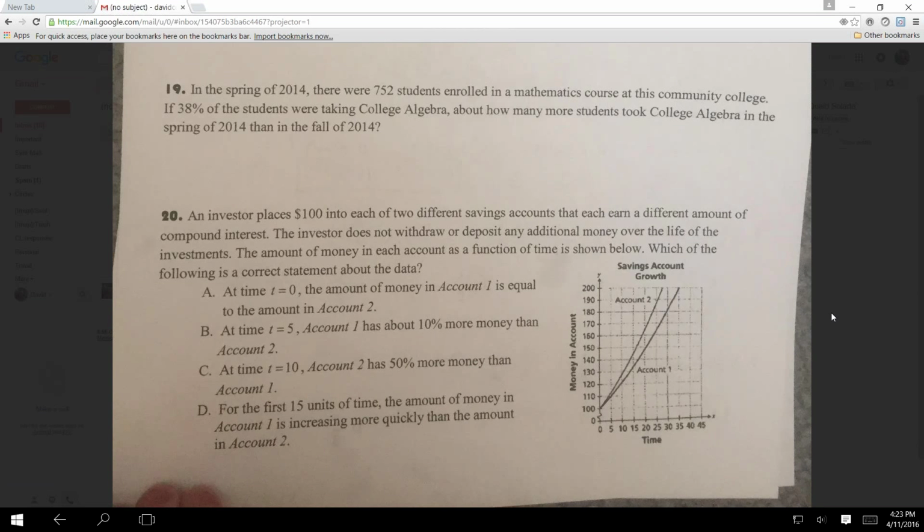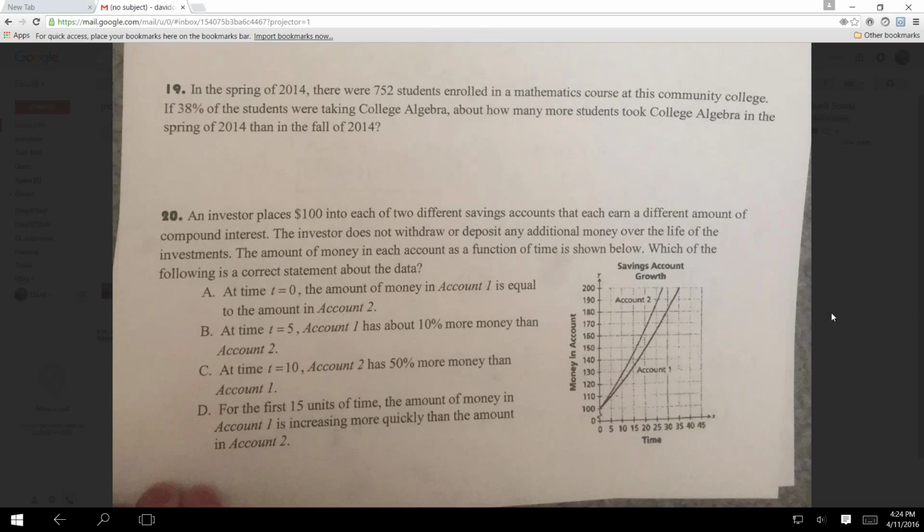What we're looking at is the growth of two different savings accounts. Each has a different amount of compound interest. Maybe one's at 4%, the other's at 5%. The investor does not withdraw or deposit any money over the entire life. The amount of money in each account is shown below. Which of the following is a correct statement about the data?